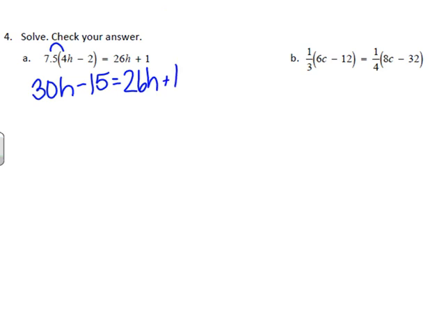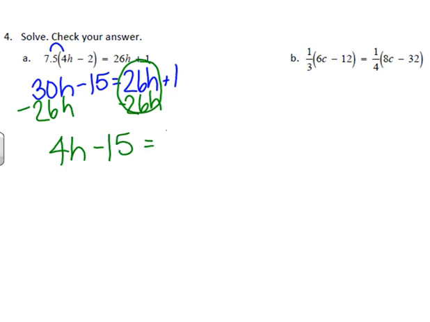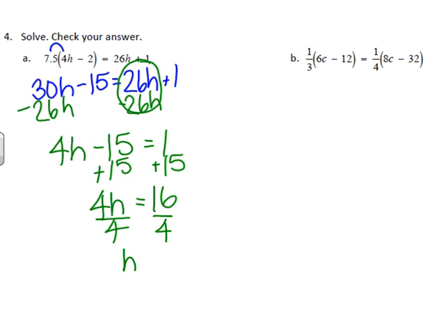All right, now we need to combine variables. So I'm going to subtract 26h from both sides. Here's my 0 pair. So I get 4h minus 15 equals 1. Now add 15. So 4h equals 16. Divide by 4. H equals 4. Okay, and then you can always go back and check your answer, plug it back in, make sure that it works. All right, part B.